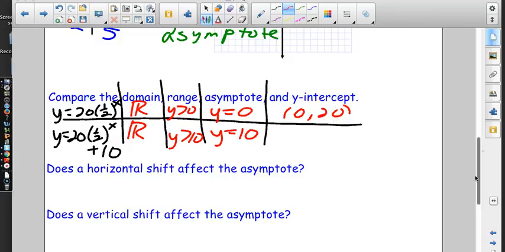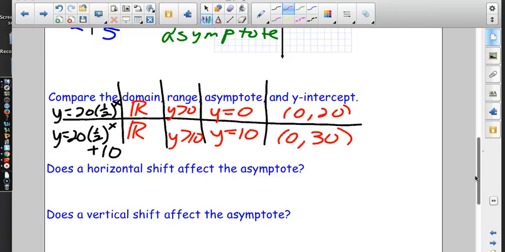But wait a minute. We had to move that up 10 units to get this one. So if we move it up 10 units, which one of these is getting bigger, the 0 or the 20? The 20. That's y, up and down. So this would be 0, 30. So things change when we have that k.